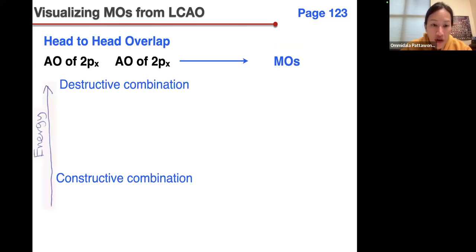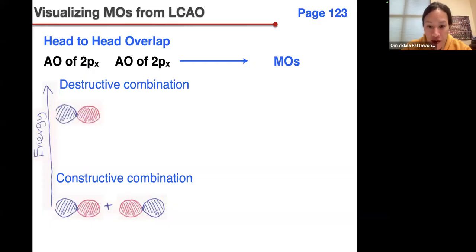Next one, I'm going to do head-to-head overlap of the 2p. I'm going to use 2px because it's easier for us to see. This would represent, let's say, a positive wave and a negative wave, a negative wave and a positive wave. You are going to combine the negatives together, or combine the positives together, so they have to have the same phase. For the destructive combination, it would be the opposite, so the opposite color: positive with negative, negative with positive.